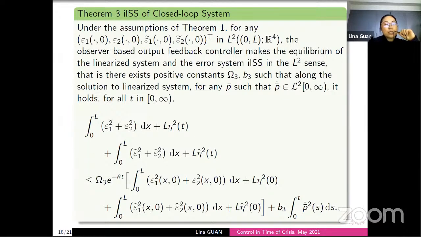Theorem three is about the integral input to state stability of the closed loop system. Under the assumptions of theorem one, for any initial condition, the observer based output feedback controller makes the equilibrium of the linearized system and the error system integral input to state stable in the L2 sense. That is, there exist positive constants omega 3, P3 such that along the solution to the linearized system, for any disturbance P bar, the following inequality holds for all T.